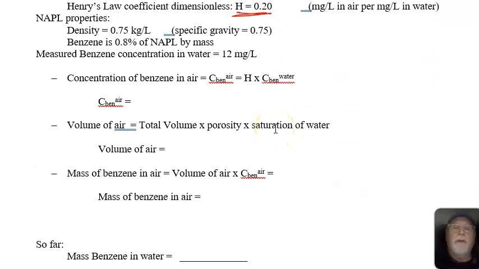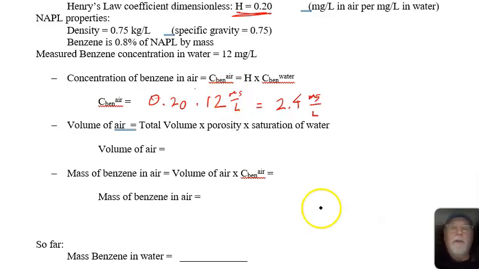So very simply here, the concentration of benzene in the air is H times the benzene in the water. The benzene in the water is 12. So it's 0.20, that's H, times the concentration in the water, which is 12 milligrams per liter. That's going to be 2.4 milligrams per liter in the air.